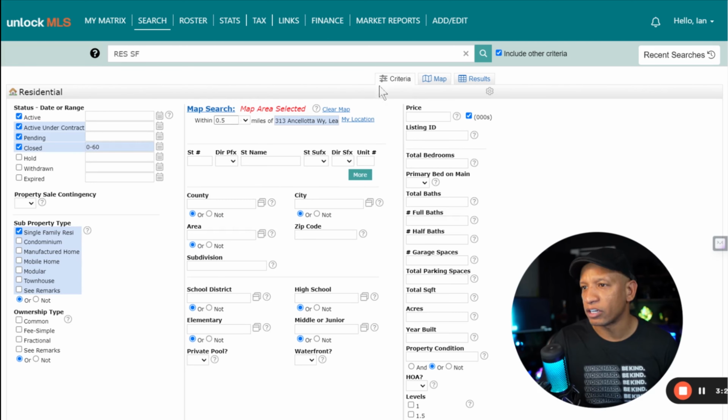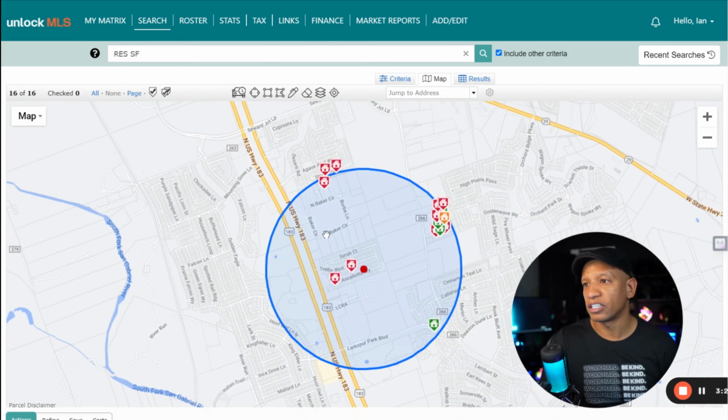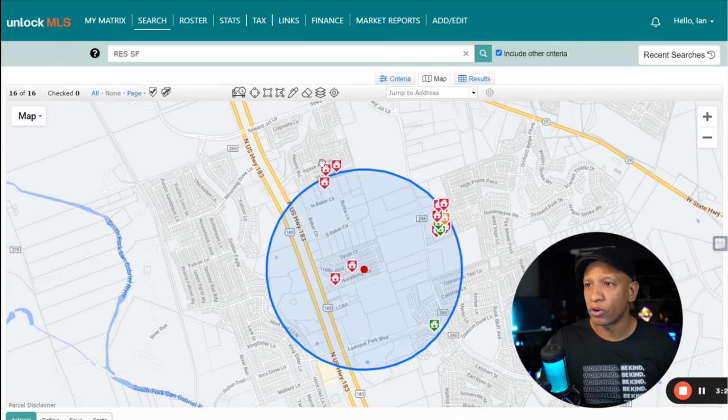So I'm going to go back to my criteria and choose 90 days, and see if that adjusts it some. There we go. Now we have a few more in this neighborhood up here, this neighborhood over here, and this one here. So it's important to know how the neighborhoods are set up.